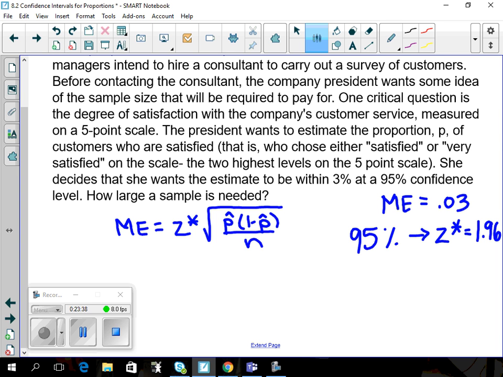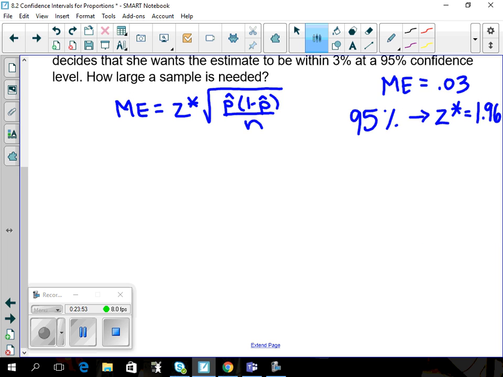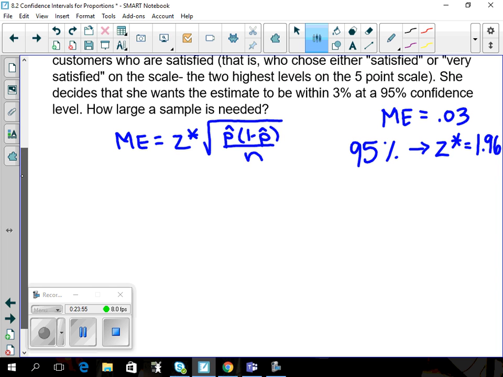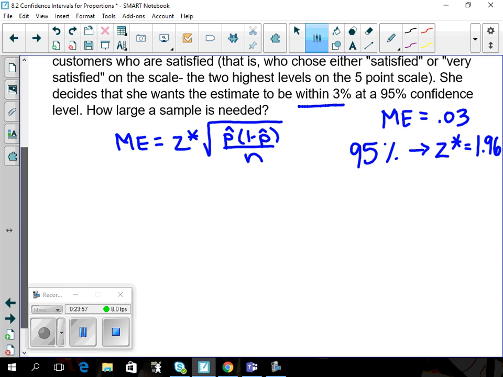What else do I need? What information is missing? The p hat. I'm not given a p hat, so we're going to do the worst case scenario here and plug in 0.5. And since we want it to be within 3%, we want 3% to be the maximum. Do you agree?